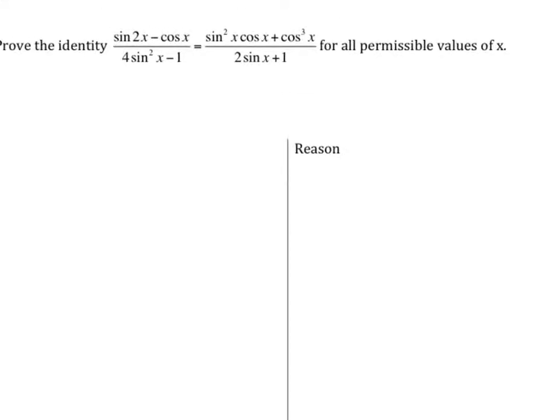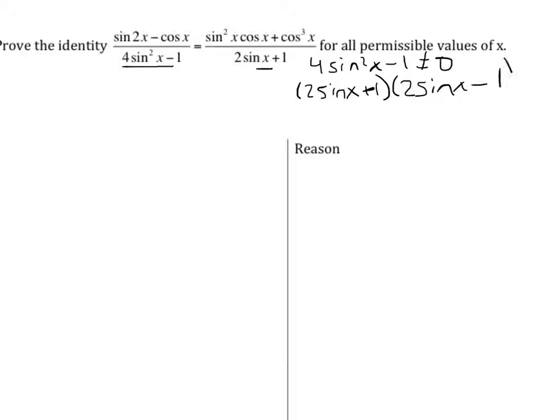If I take a look at this one, I see that if I factor this, I actually get this expression. So let's do that. 4 sine squared x minus 1 cannot be equal to 0. So 2 sine x plus 1 times 2 sine x minus 1 cannot be equal to 0. Well, that takes care of my NPV from the right side as well. So that means that sine x cannot be equal to plus or minus 1 over 2.